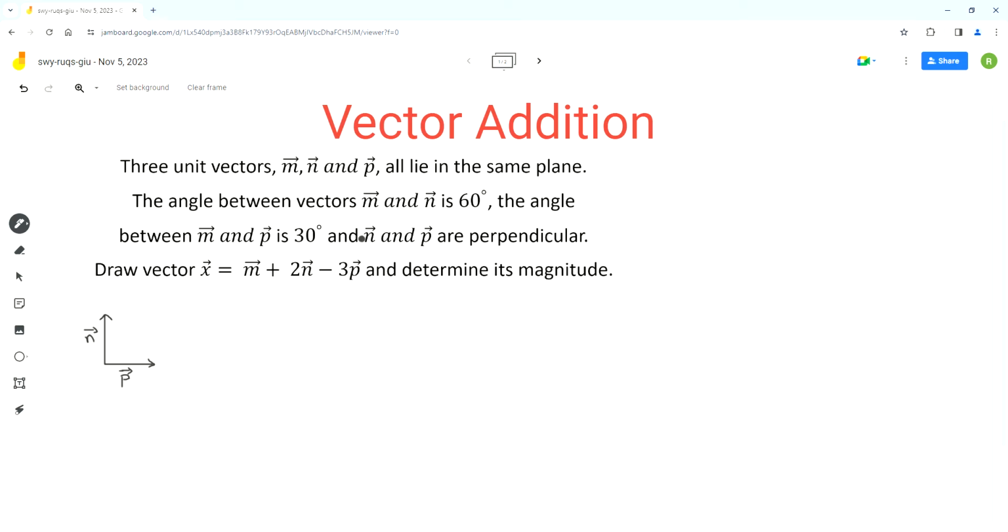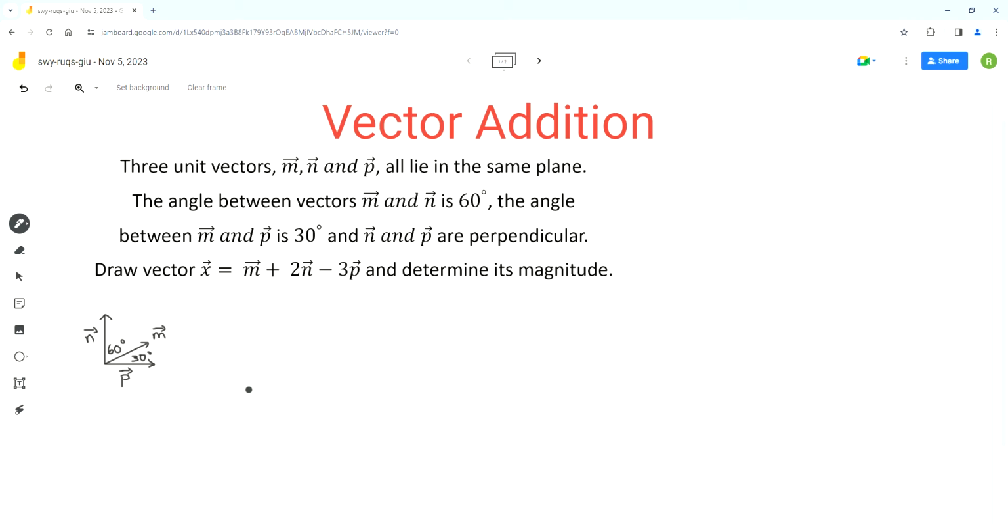Now we are given that the angle between vector m and n is 60 degrees and m and p is 30 degrees. So 60 degrees plus 30 degrees is 90 degrees. That means vector m is in between these two vectors. So vector m should be somewhere here, with the same length as the other two vectors. So this angle here is 60 degrees, and this other angle here is 30 degrees.